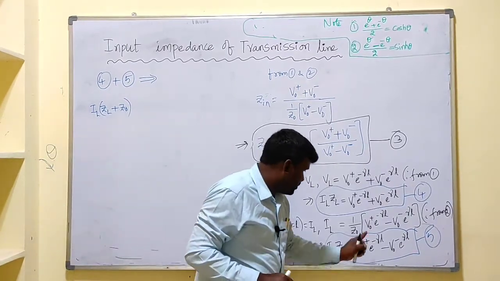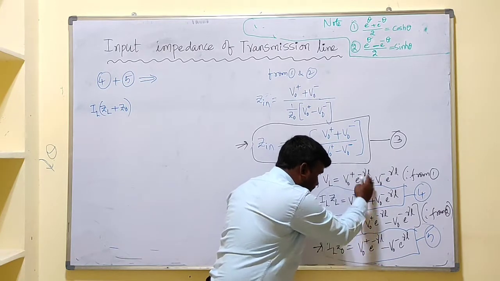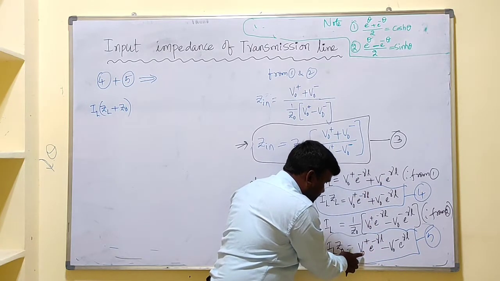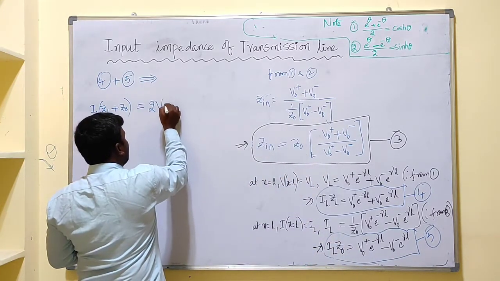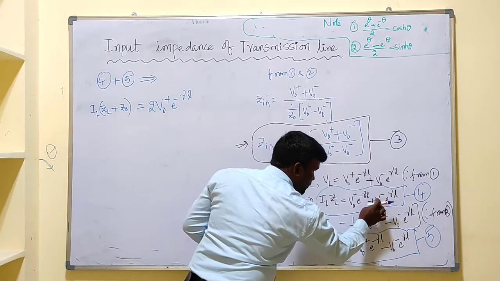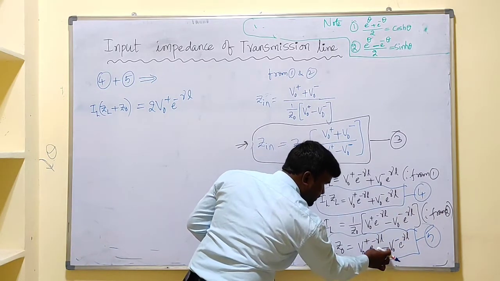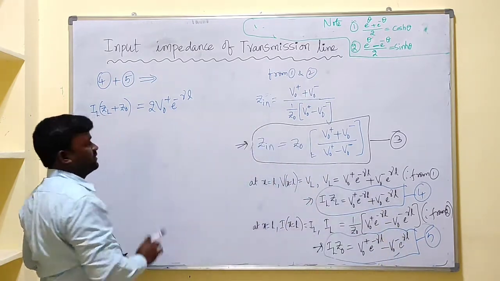Now move on to the right hand side. If these two are added, on the right hand side, V0 plus e to the power minus gamma L, V0 plus e to the power minus gamma L gives 2 into V0 plus e to the power minus gamma L. Whereas this is plus V0 minus e to the power gamma L, it is minus V0 minus e to the power gamma L. This part cancelled out. Finally we got this one.